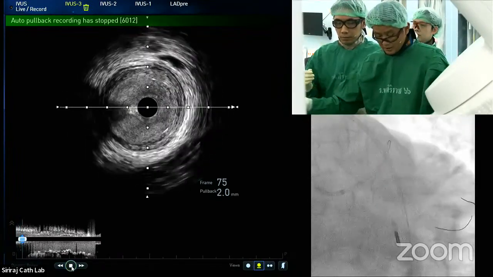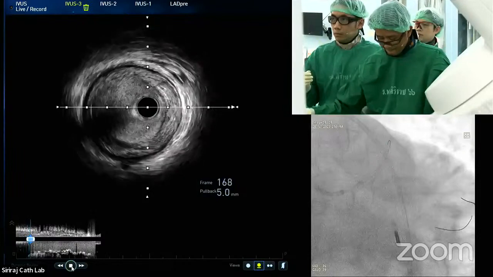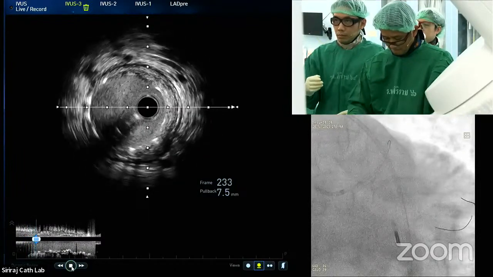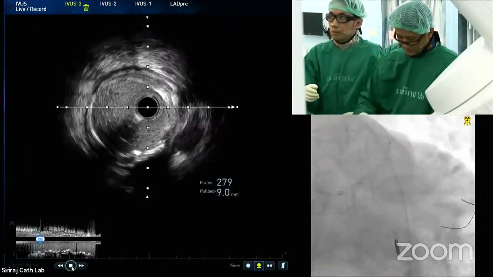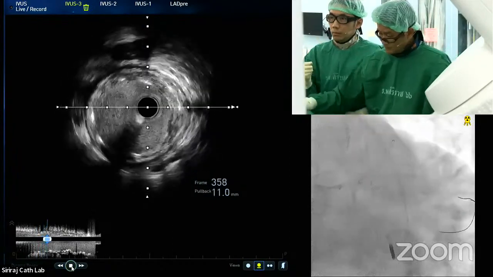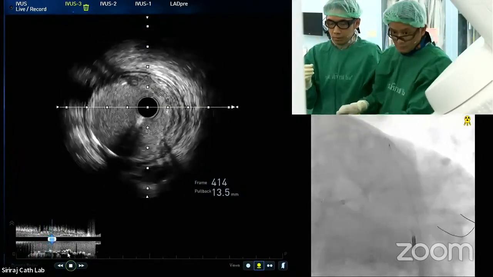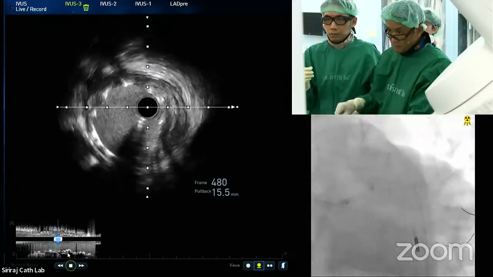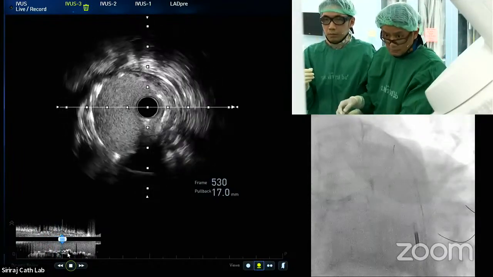Do we need to do anything further? I think it looks quite good. Could you check it up, Andrew? DW just still wants to see an angiogram.